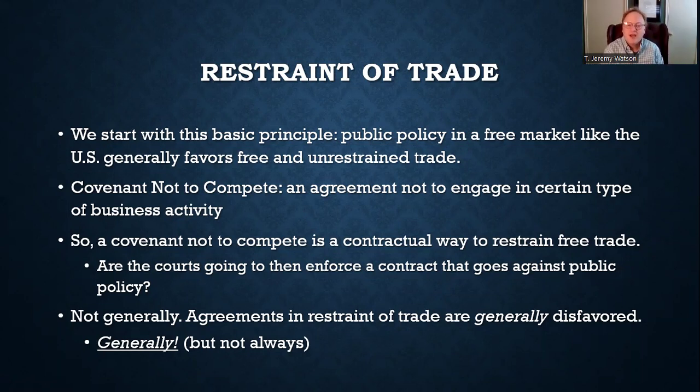And that's where we get the concept of things like monopolies, right? A monopoly is somebody who's come in and just completely taken over a particular area, a particular industry, right? There's just no other options. And maybe they've done that through their own good business, or maybe they've done that through restraint of trade, through antitrust agreements, through contracts that put people out of business, right? So a covenant not to compete is a contractual way to restrain free trade.